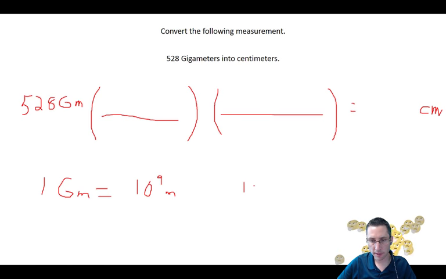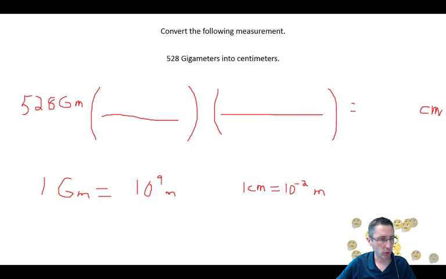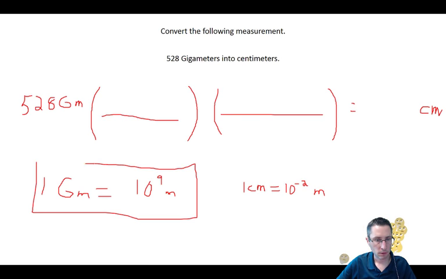And then we're going to centimeters, so I'll write down 1 centimeter is 10 to the negative 2 meters. Okay, so now it's a matter of organizing these appropriately. Obviously, I'm going to use this first unit factor to cancel out gigameters.